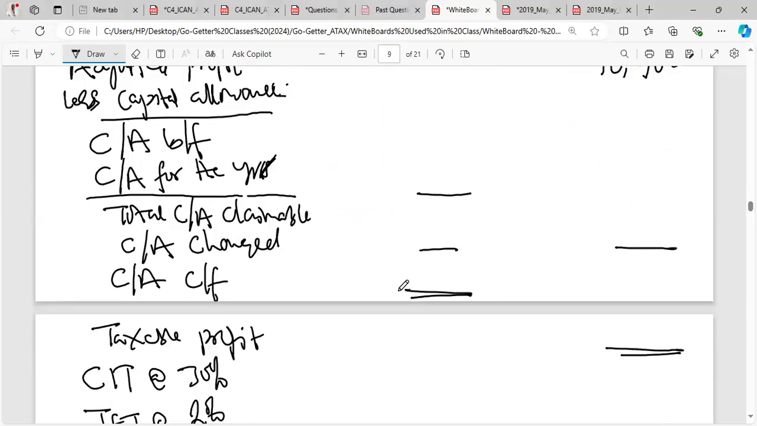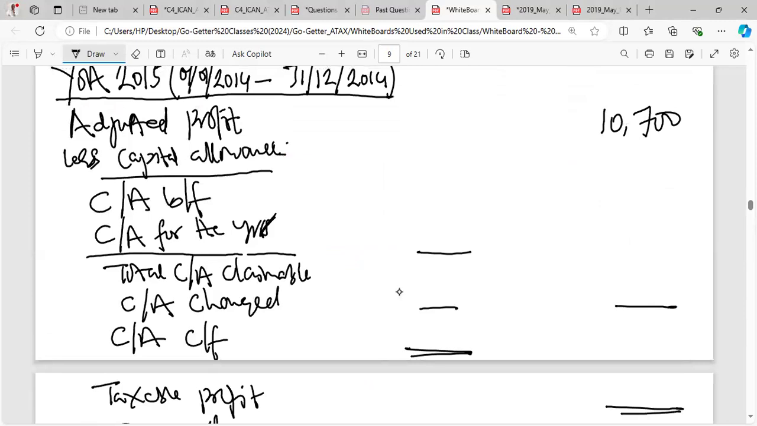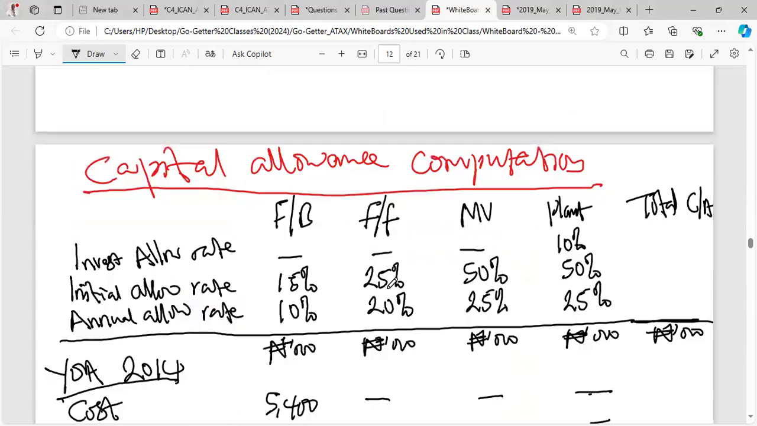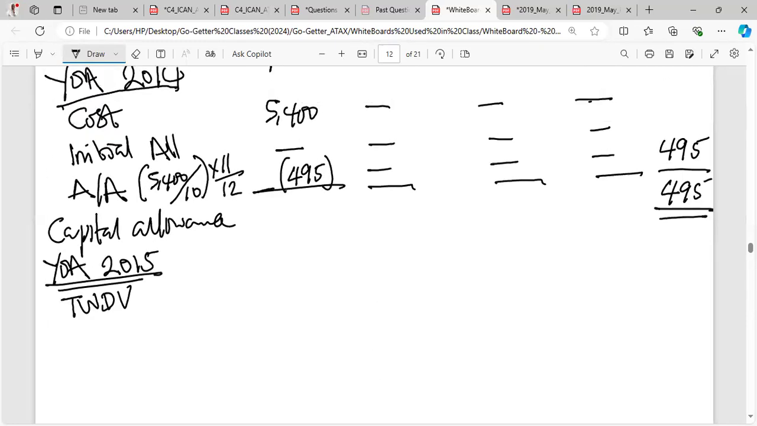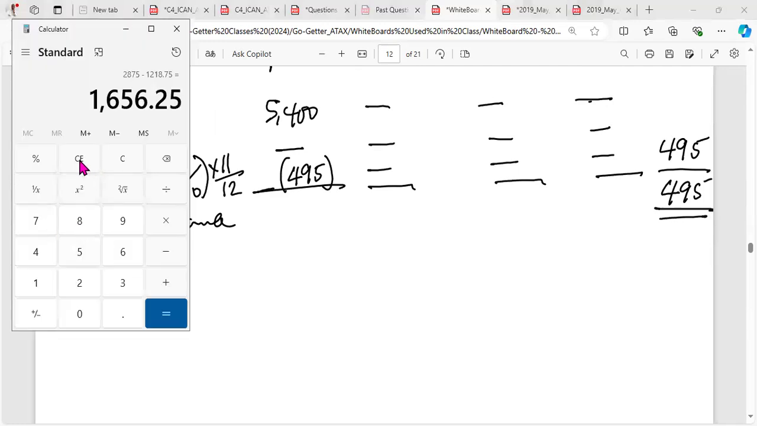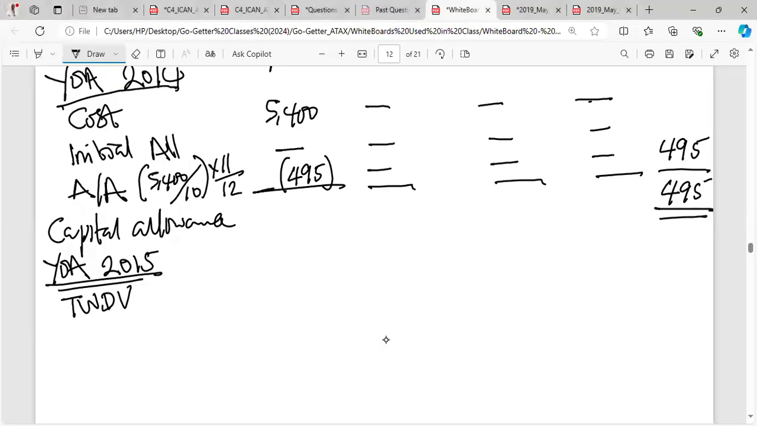We go to the second year. Capital allowance brought forward, we know is dash. We don't know capital allowance for the year. So let's go and do it here. We will now say year of assessment 2015. Tax written down value. We will now do our tax written down value like this. 54 minus 495. That will give you 4905. So this is going to give you 4905. Of course, there's a dash, dash, and dash.